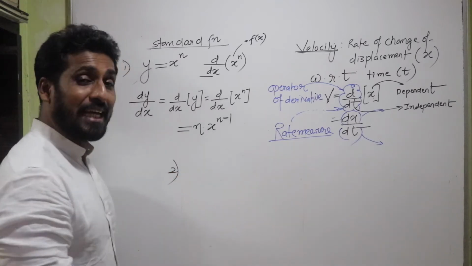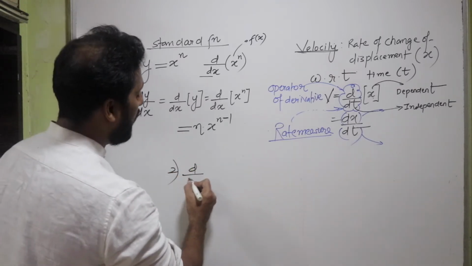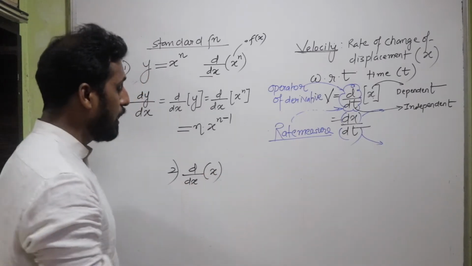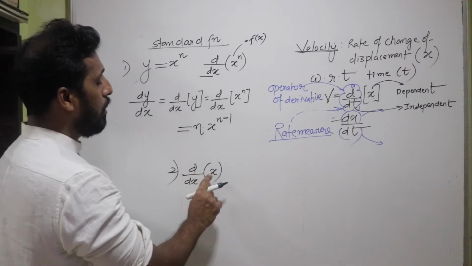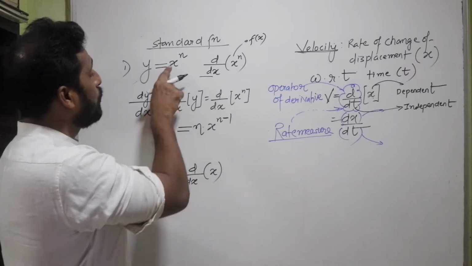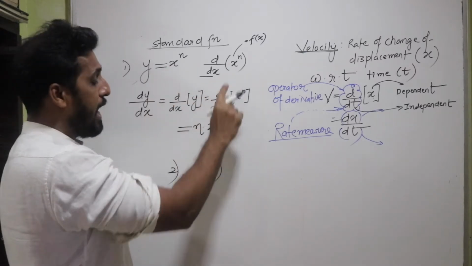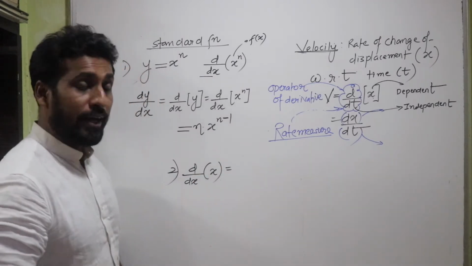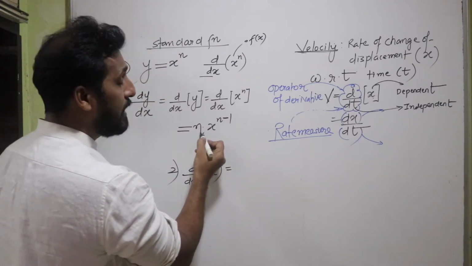So if I now take the second function, if I ask you the derivative of x, did you observe, for derivative of x, I can use the same formula, derivative of x raised to n. Here the value of n is 1. So I can write the derivative of x. It is going to be, n is taken as 1, isn't it?